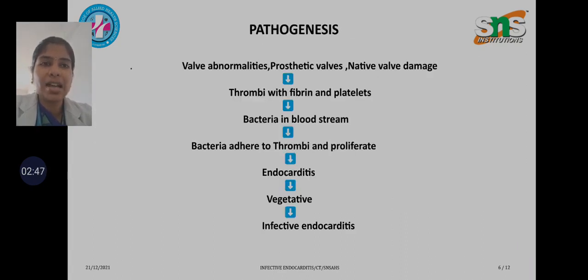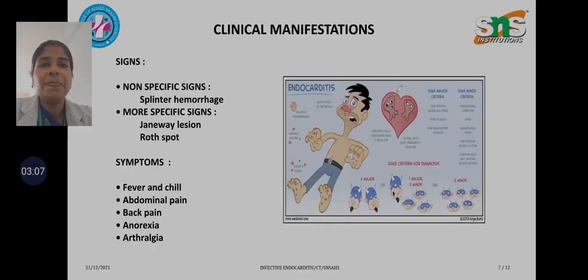And for pathogenesis, there are valve abnormalities, either a prosthetic valve or native valve damage, and thrombi with fibrin and platelets, along with bacteremia in the bloodstream. The bacteria adhere to the thrombi and proliferate. So endocarditis leads to vegetation, and this is infective endocarditis finally.